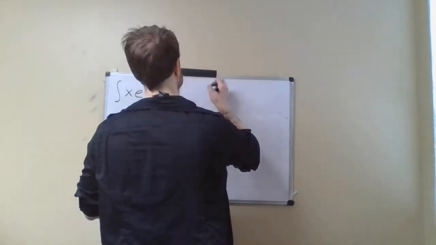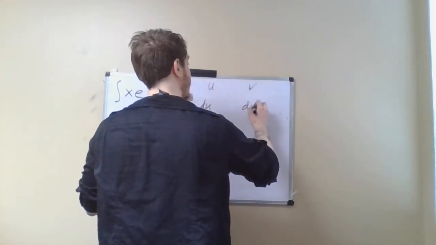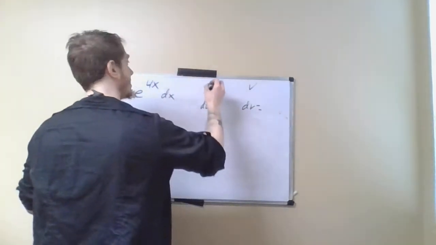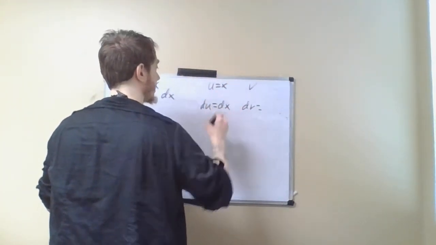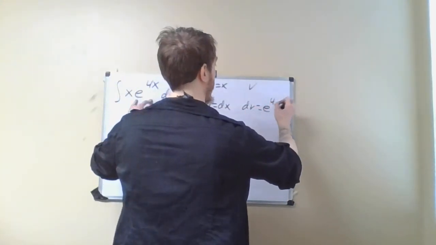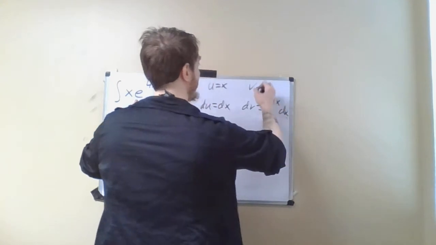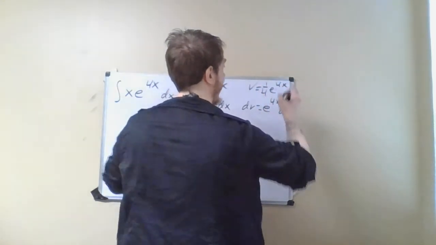So I need my u, my v, my du, and my dv. I'm going to take u to be equal to x again, and du then still becomes dx. I'm going to take dv to be e to the 4x dx, and that makes v into 1/4 e to the 4x.